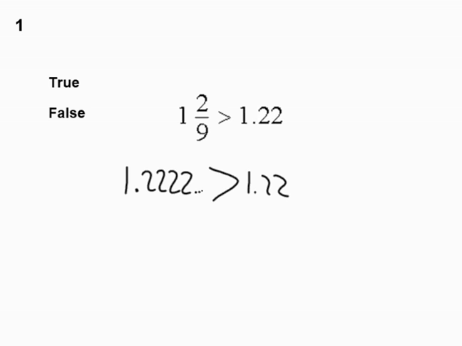Because this, of course, goes on forever. And the answer is yes, it is, because it has all of these place values more than this one, which would have zeros. So the answer is true.